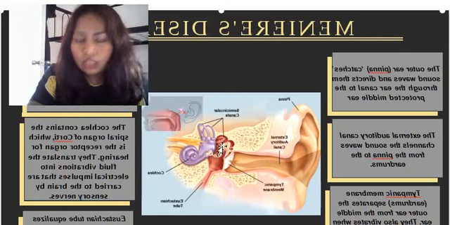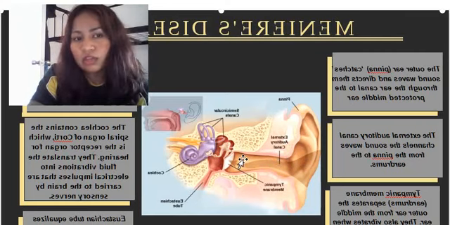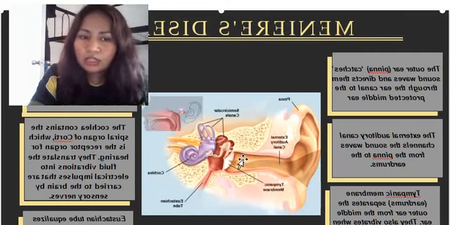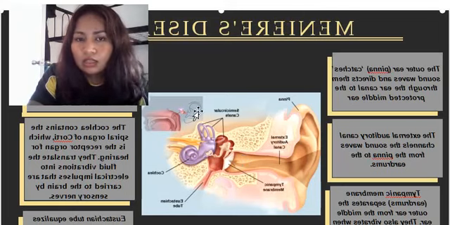Next up, we've got the eardrum, also known as the tympanic membrane. It separates the outer ear from the middle ear, and it also vibrates when sound waves reach it. The semicircular canals are three tiny fluid-filled tubes in the inner ear that help us to keep our balance.